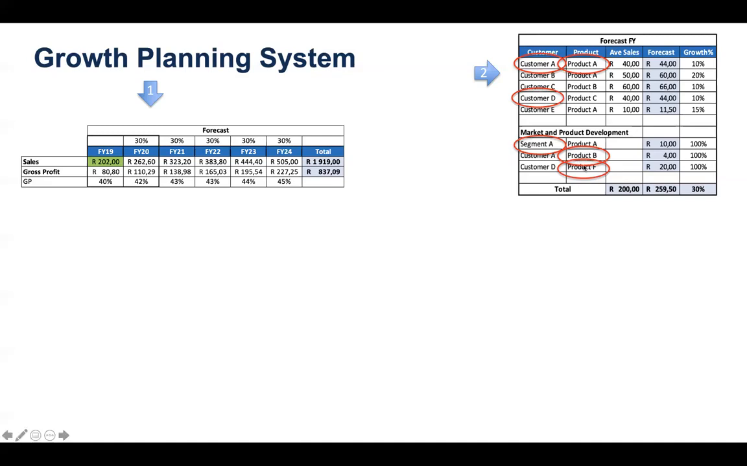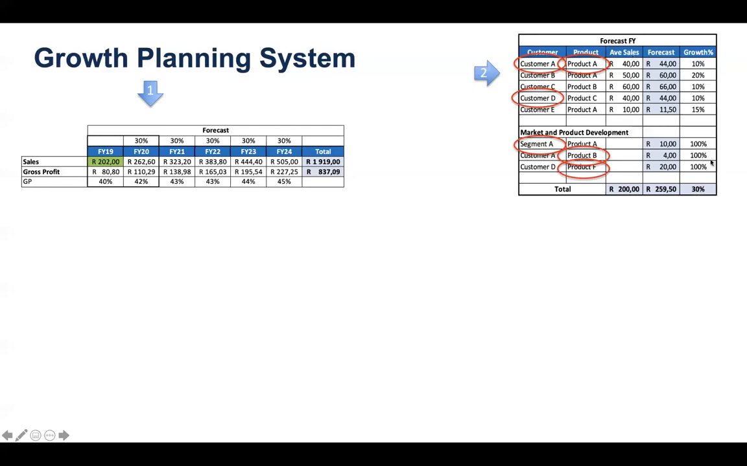Then customer A and D both upsell, cross-sell, provides us an additional 24 Rand of revenue, and then driving a specific segment strategy provides us another 10. So if we look at our average sales target was 200, our forecast is 259.50, rounded up to say 260. That's on track with our 260 target there. So that will give us a 30% increase, which is in line with what we're targeting.